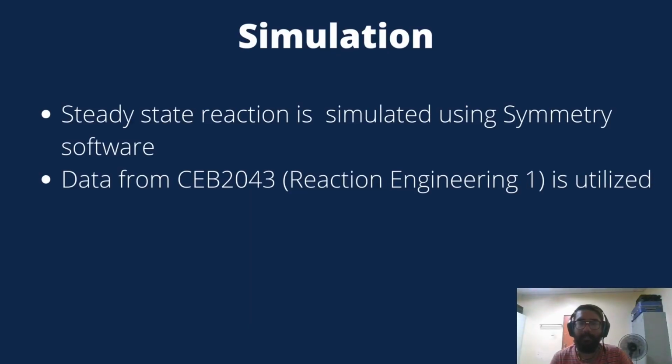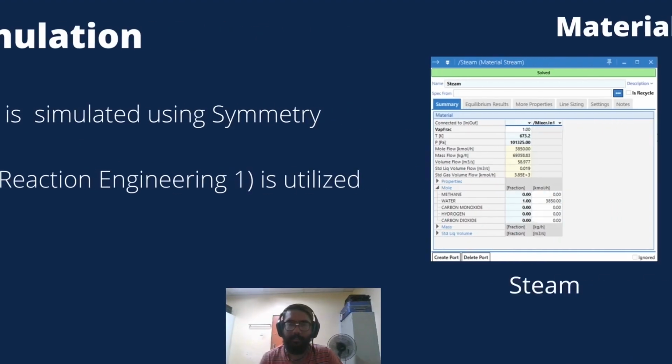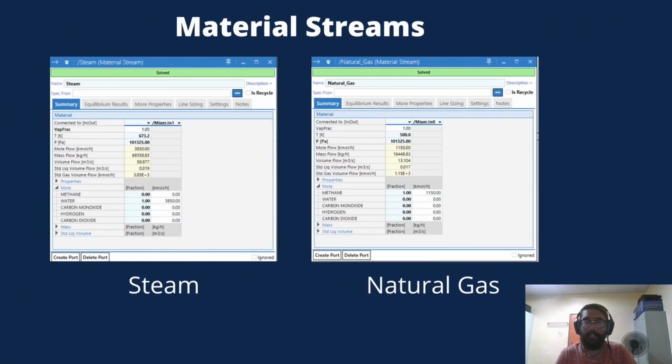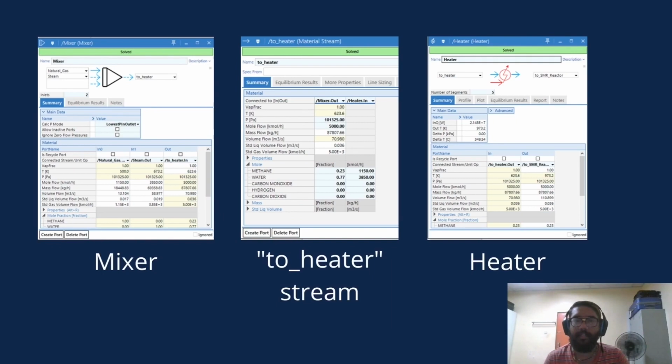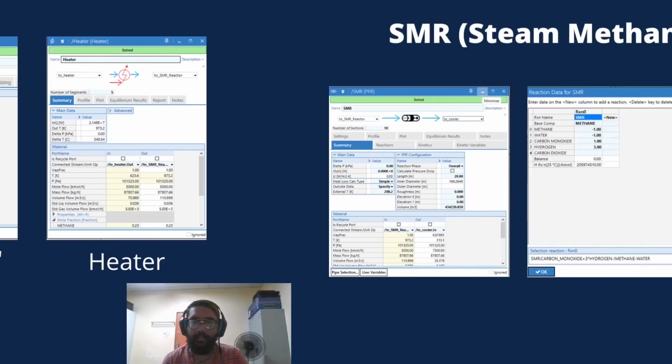As for the simulation part, the steady-state reaction is simulated using Symmetry software, and data from Reaction Engineering 1 is utilized to simulate the whole process. Two material streams are added, which are steam and natural gas. The mole fraction and properties of the material streams are shown in the diagram above. After that, a mixer and a heater are added into the flow diagram. Both the inlet streams are mixed with the mixer and connected to the heater via two heater streams.